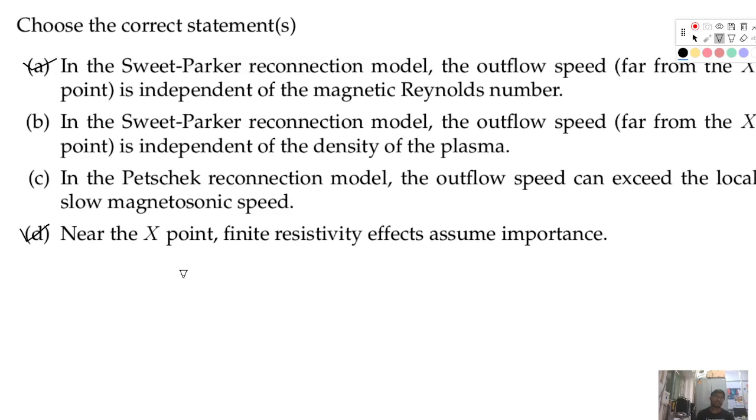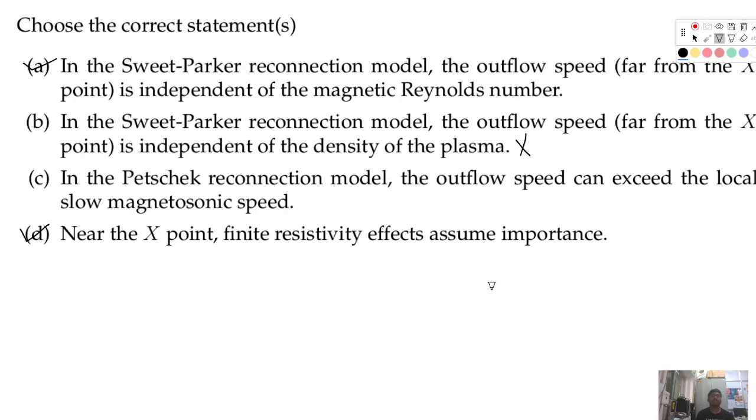The second one: in the Sweet-Parker reconnection model, the outflow speed is independent of the density of plasma. Now, as you know, the outflow speed depends upon the Alfven speed, and the Alfven speed depends upon the density of the plasma. So it is depending upon the density of the plasma, right? So this is not a correct answer.